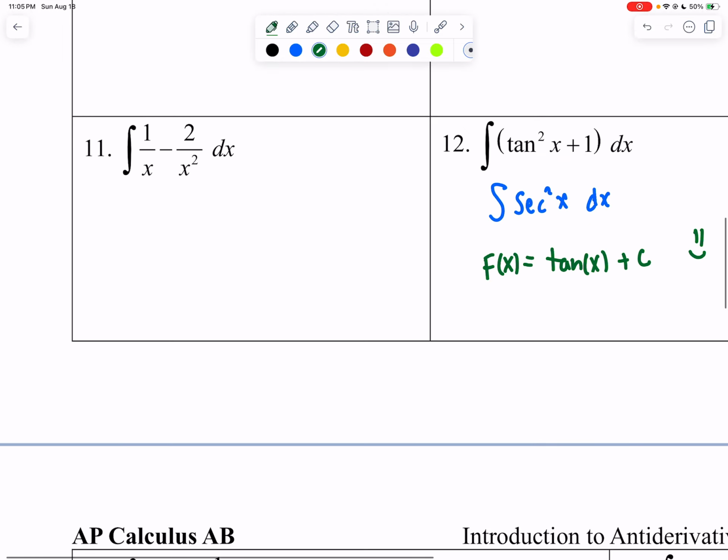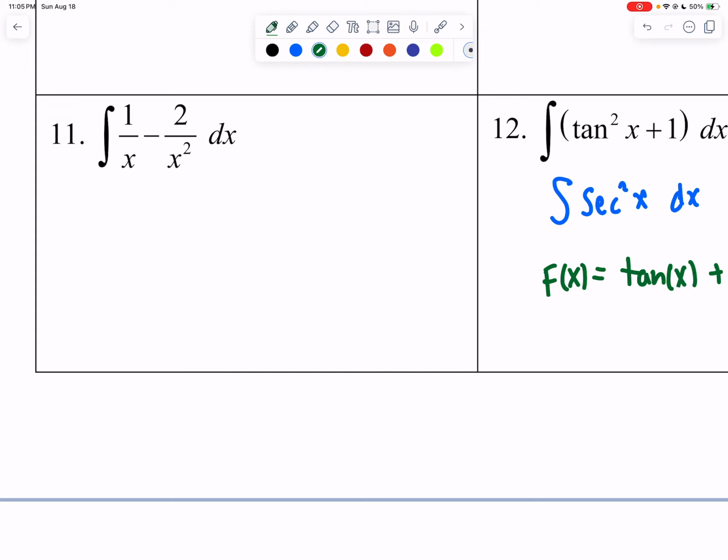We have a special rule for 1 over x right here. The derivative of something like this is going to be ln of x, but your x is going to be absolute value. So the derivative of 1 over x is ln absolute value of x.